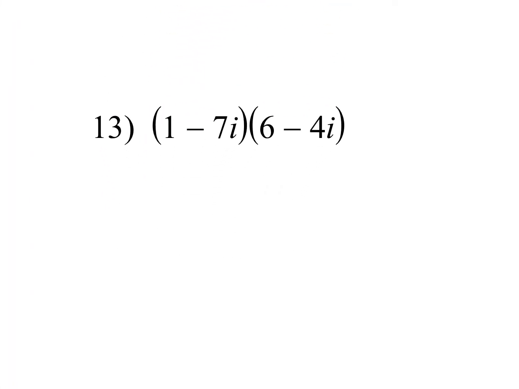So let's look at 13. 13's a little bit different. So when I'm multiplying these, how would I multiply them? It would be 1 times 6, but what's that word called? How do I multiply? Not distribute. FOIL. So I multiply the first one, so that would be 1 times 6 is 6. Then the outsides would be 1 times negative 4i, which is negative 4i.